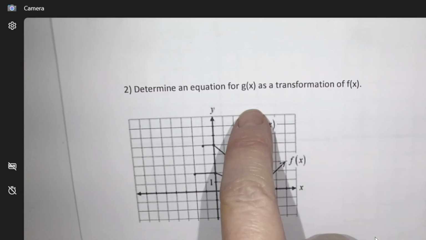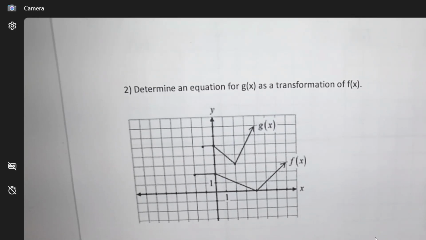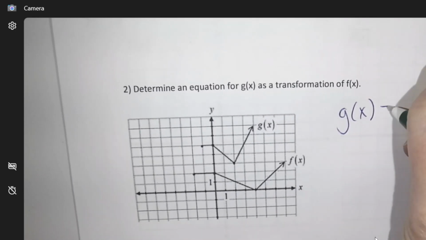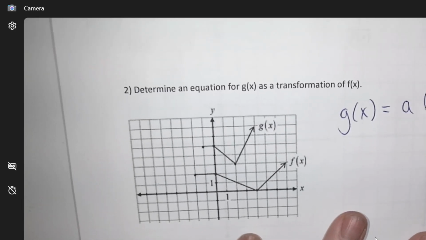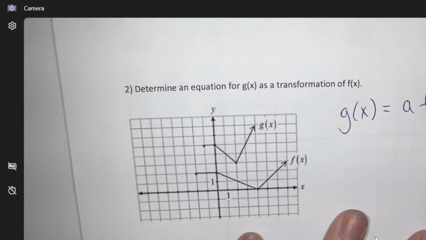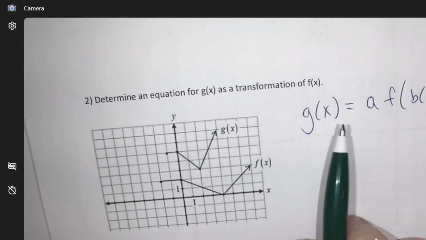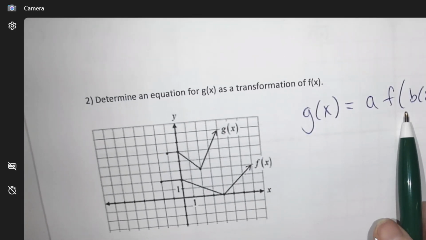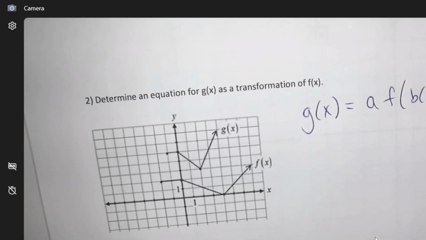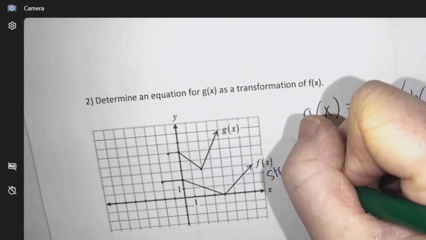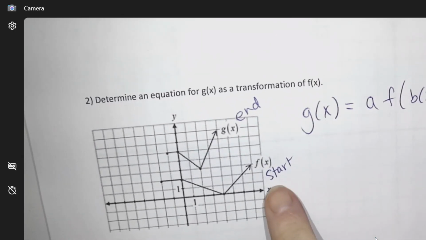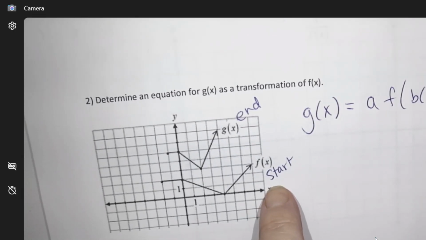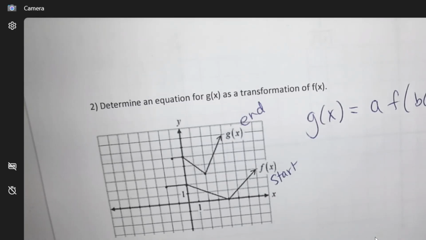Okay, we're going to determine an equation for g of x based off of f of x. So g of x is going to be f of x with stuff happening to it. g of x was us doing stuff to the f function. So we have to start with f, and we have to end up with the g. Okay, so here's my question. You have to visually see what kinds of things did we do to f.